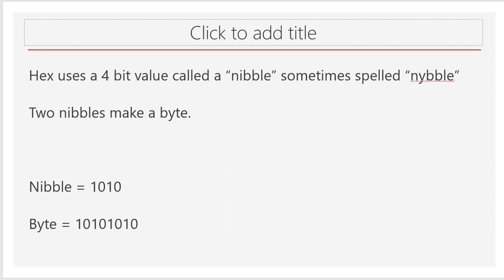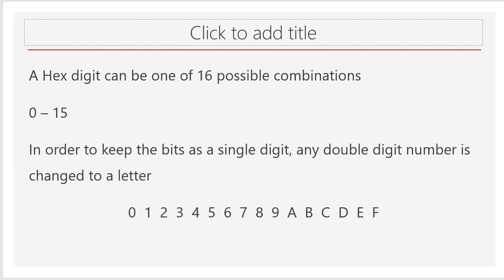Alright, hex uses a 4-bit value called a nibble, sometimes spelled with a Y, and 2 nibbles make a byte. And that's how it kind of all works together. So there's what a nibble looks like, 1010, just 4 bits. And then we already talked about byte last week.